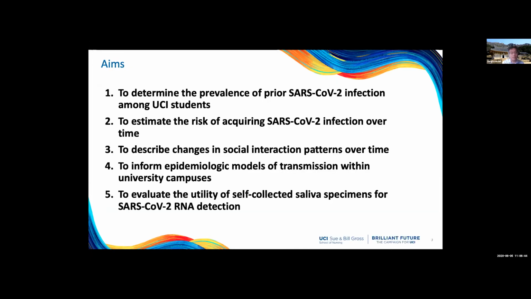The primary aims of this project are to determine, first of all, the prevalence of prior SARS-CoV-2 infection among UCI students at baseline, then to estimate the risk of acquiring infection over time, and also to describe changes in social interaction patterns over time. Taken together, these data can serve as parameters to inform the development of epidemiologic models of transmission within university campuses. As a side aim, we also want to validate and evaluate the utility of self-collected non-invasive saliva specimens for SARS-CoV-2 RNA detection in the student population.